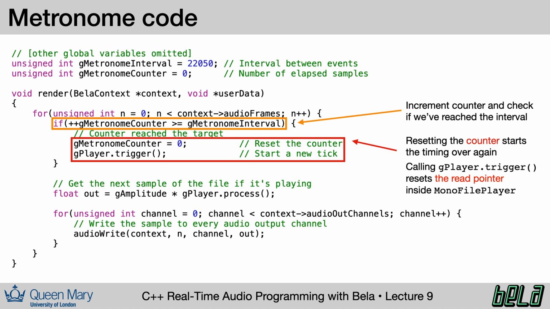Below the if statement, we're always calling gplayer.process. We talked about the architecture of this class in the previous lecture, but the idea is that the process method is always called regardless of whether the sound file is playing or not, and we're going to use the trigger method to tell the sound to start playing.